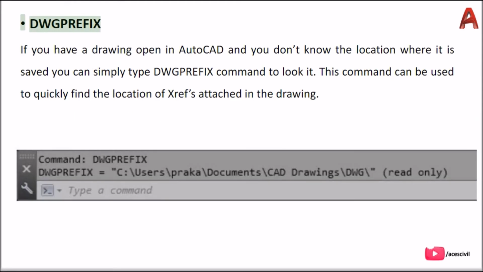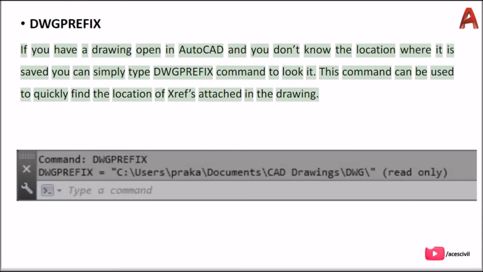Prefix. If you have a drawing open in AutoCAD and you don't know the location where it is saved, you can simply type the prefix command to look it up. This command can be used to quickly find the location of XREFs attached in the drawing.